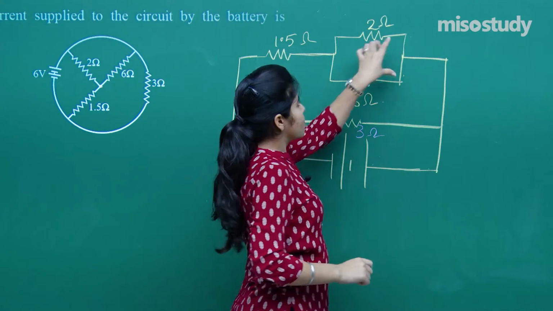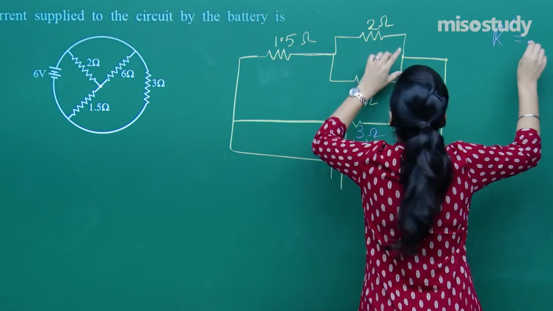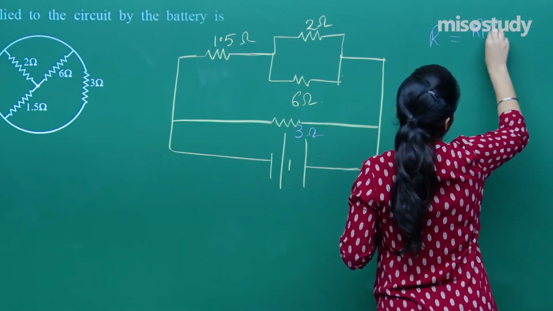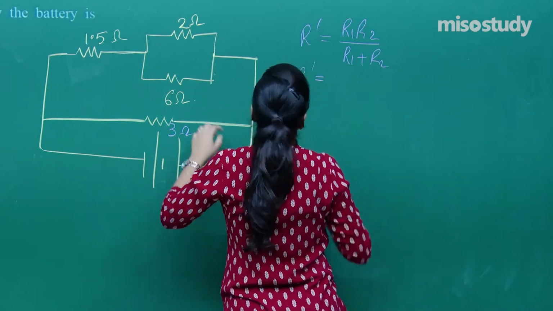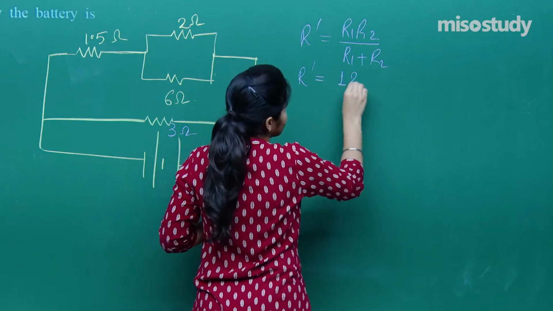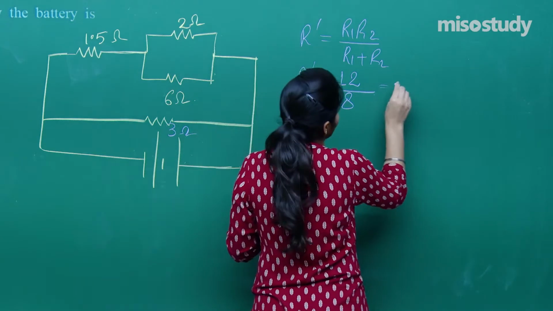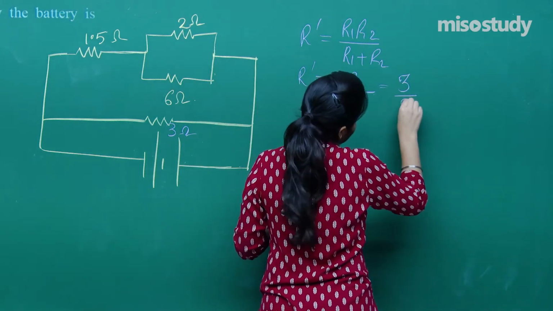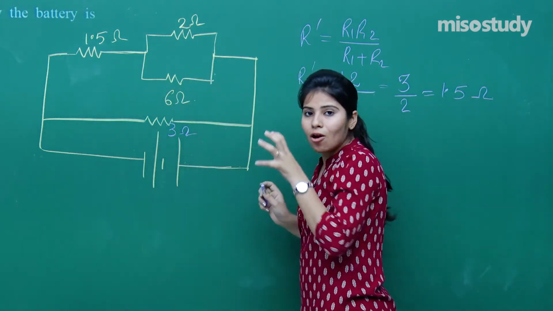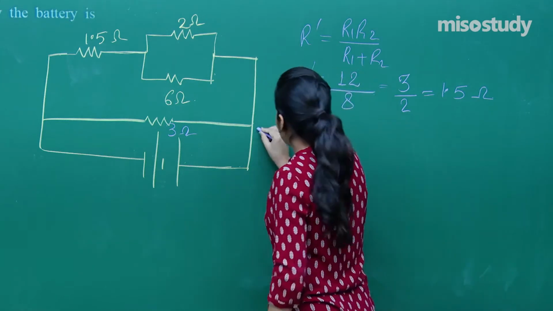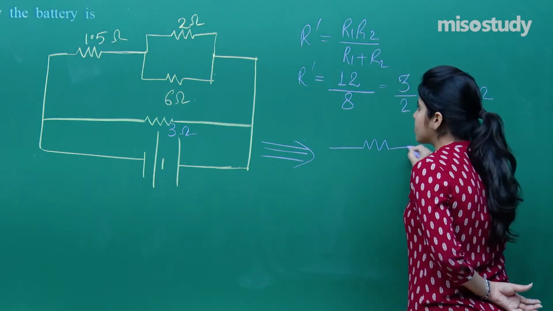You can see that when the two resistors are connected in parallel, what will be the combination? That will be 2 into 6. Let me just write first of all R1 R2 upon R1 plus R2. So, your R dash will be equal to R1 into R2, that means 12 upon R1 plus R2, 12 upon 8. So, you will be having 1.5 ohm. So, this has been now simplified into another form. Let me just make another circuit. This has been simplified like this.